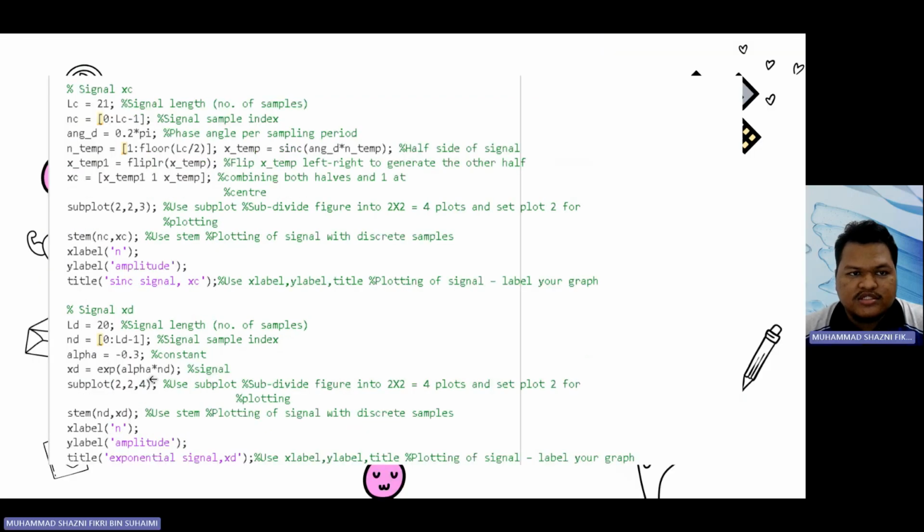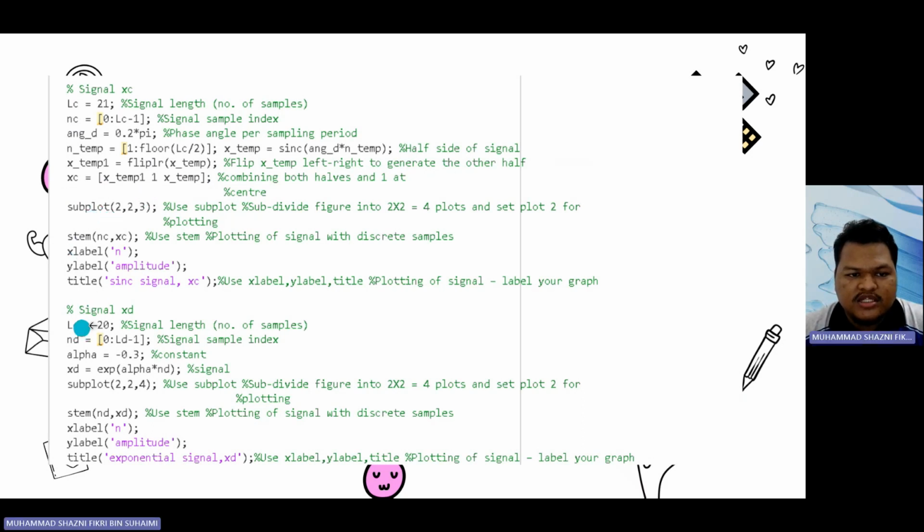Next is the signal XC, which is a sine signal. We use the same approach as for the rectangular and unit impulse signals. LC is the signal length with 21 samples, and NC is the signal sample index. ND is the phase angle per sampling period, and the half-side term is half of the signal. XC term 1 is a flip of X on the left side to generate the other half. XC is a combination of both halves and one at the center.